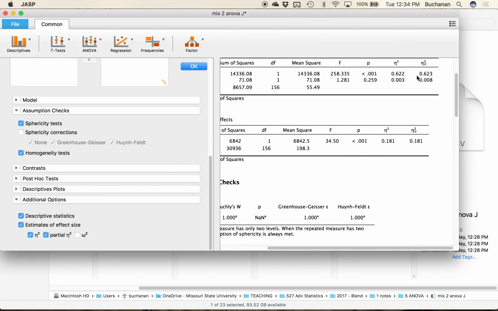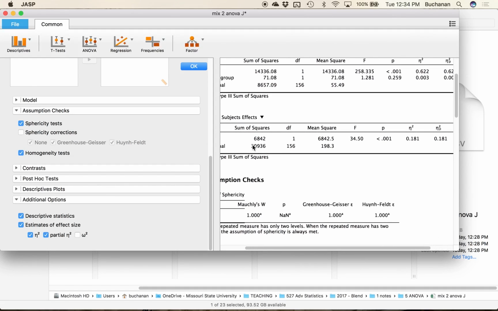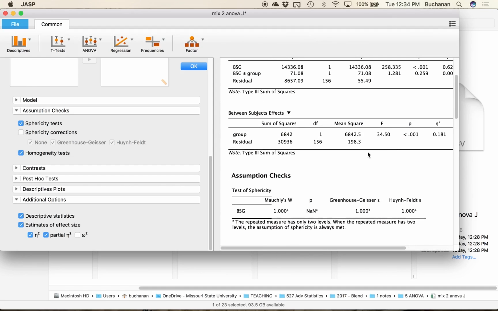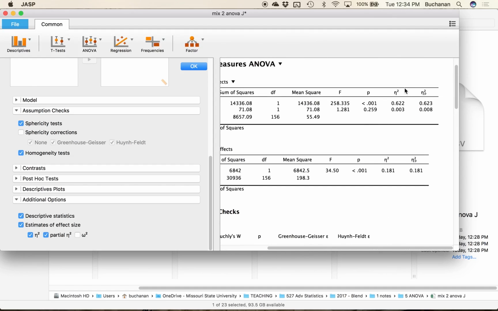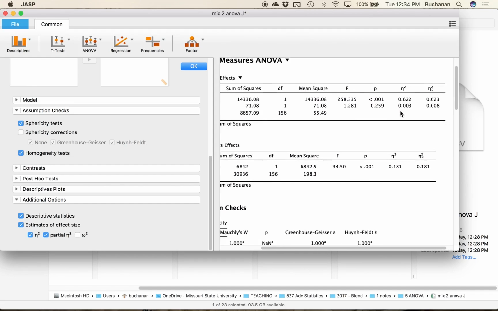Okay. All right, here. So we've got our full and partial eta. So look here, these 2 are the same. Well, they're the same because the denominator ends up being the same for these. So full and partial for this between subjects effects ends up being the same. And they're pretty close here, but they're not exactly the same for repeated measures.